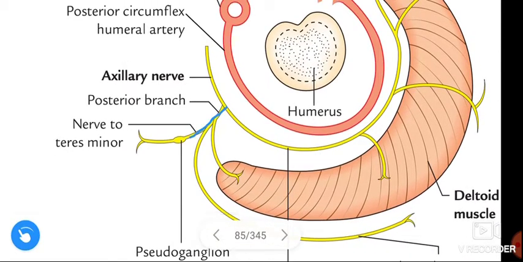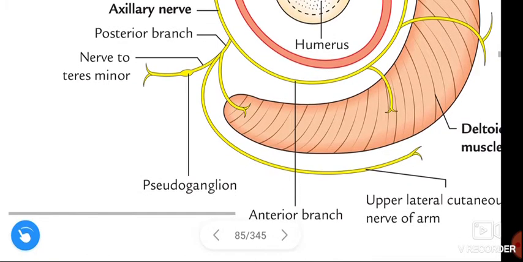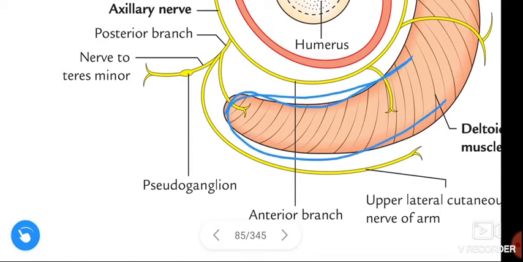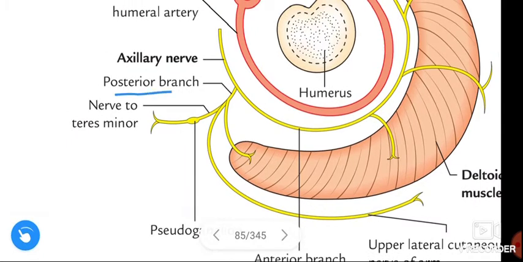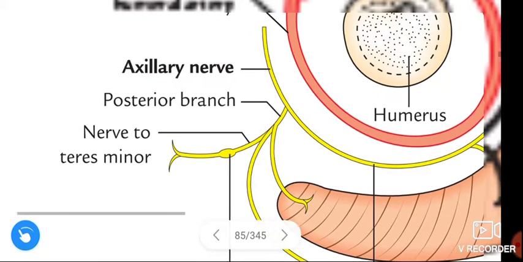The posterior branch of the axillary nerve supplies the teres minor and posterior part of the deltoid muscle. This is the deltoid muscle. The nerve to teres minor also possesses a pseudoganglion.